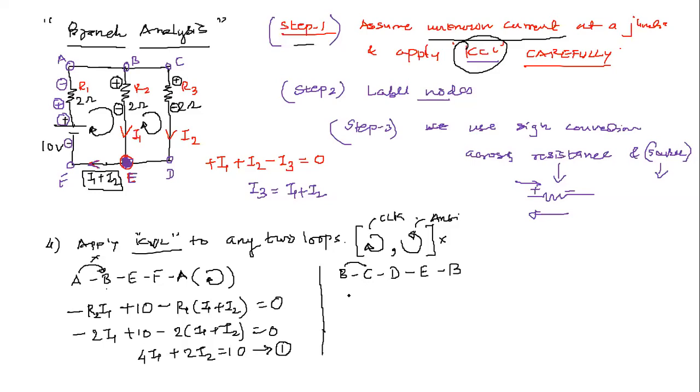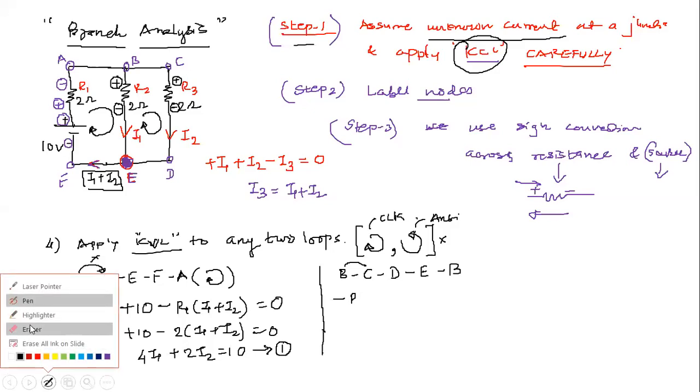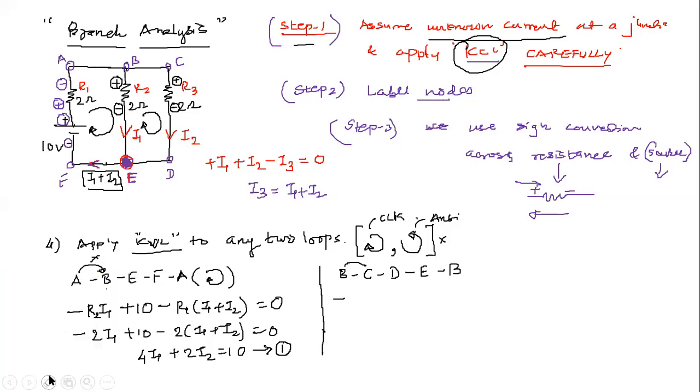Okay. From C to D, what I see is R3 is connected and the current through it is I2, which is flowing in the downward direction. So I'll put a negative sign because I'm going in the direction of the current. There is a voltage drop, right? And how will you calculate that drop? This will be I2 into R3, right?